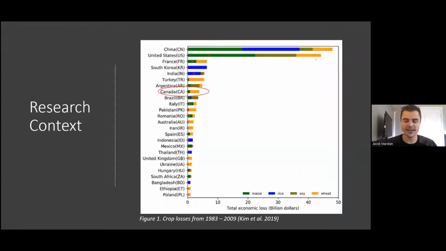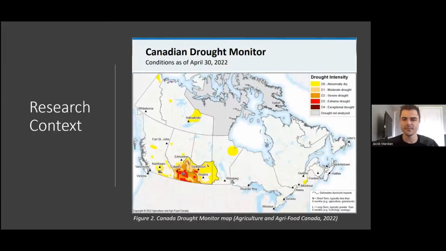So drought is a costly natural disaster. This chart is showing the agricultural losses due to drought from 1983 to 2009. And as you can see, Canada is amongst the top countries in the world with estimated losses of about $6 or $7 billion. I'd like to point out that the majority of these losses are from wheat production in the prairies. And the prairies are particularly vulnerable to drought, being the breadbasket of Canada and frequently experiencing drought. So there's a need for drought monitoring to understand these impacts across the country.